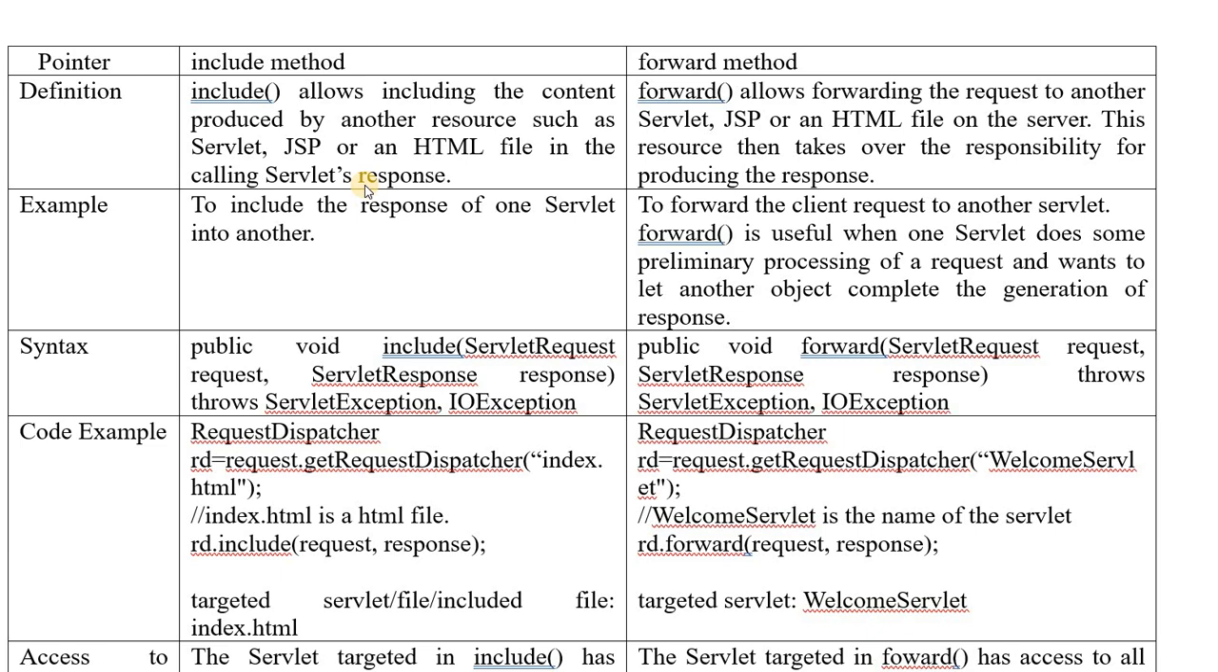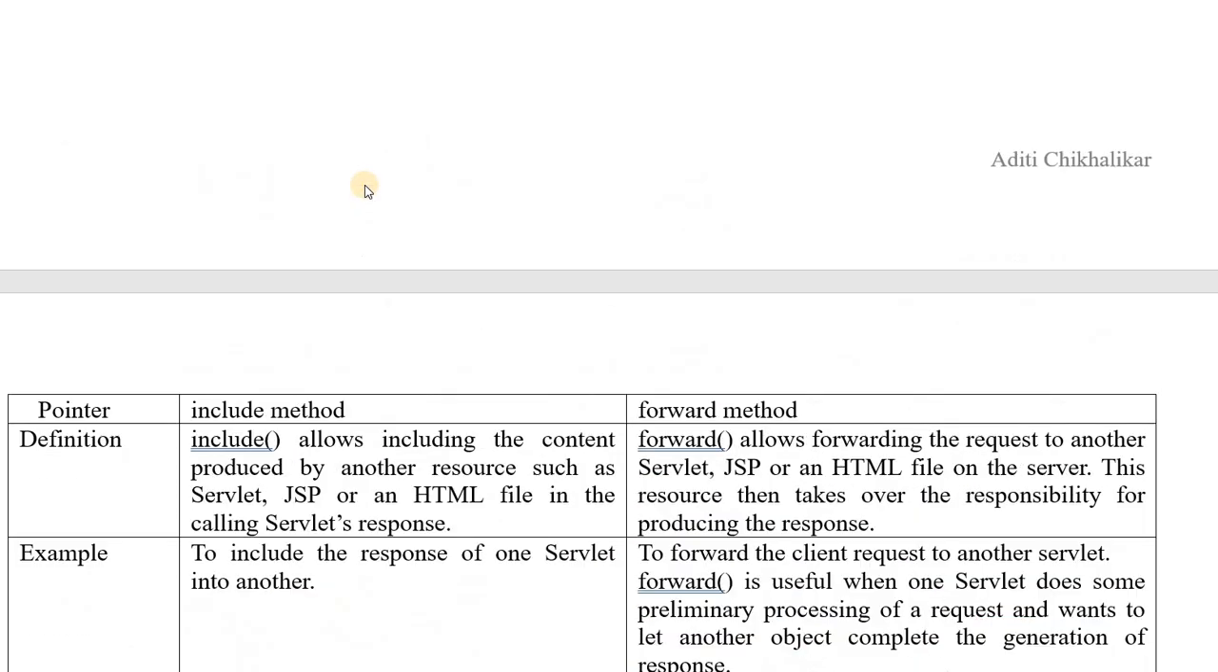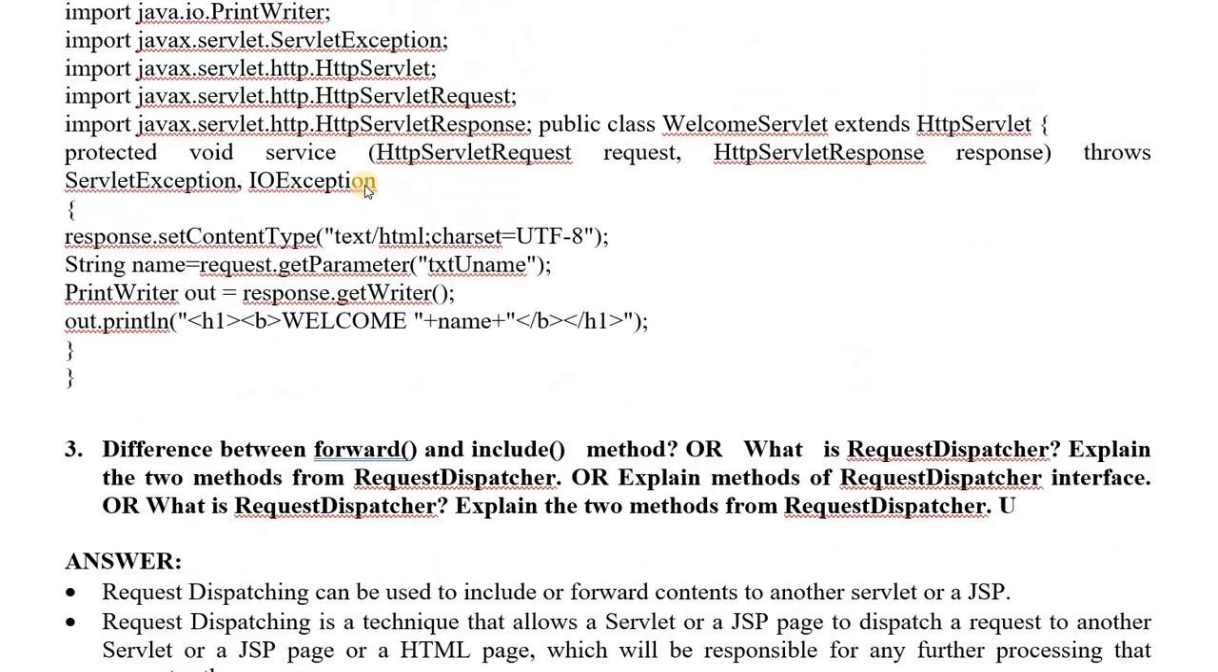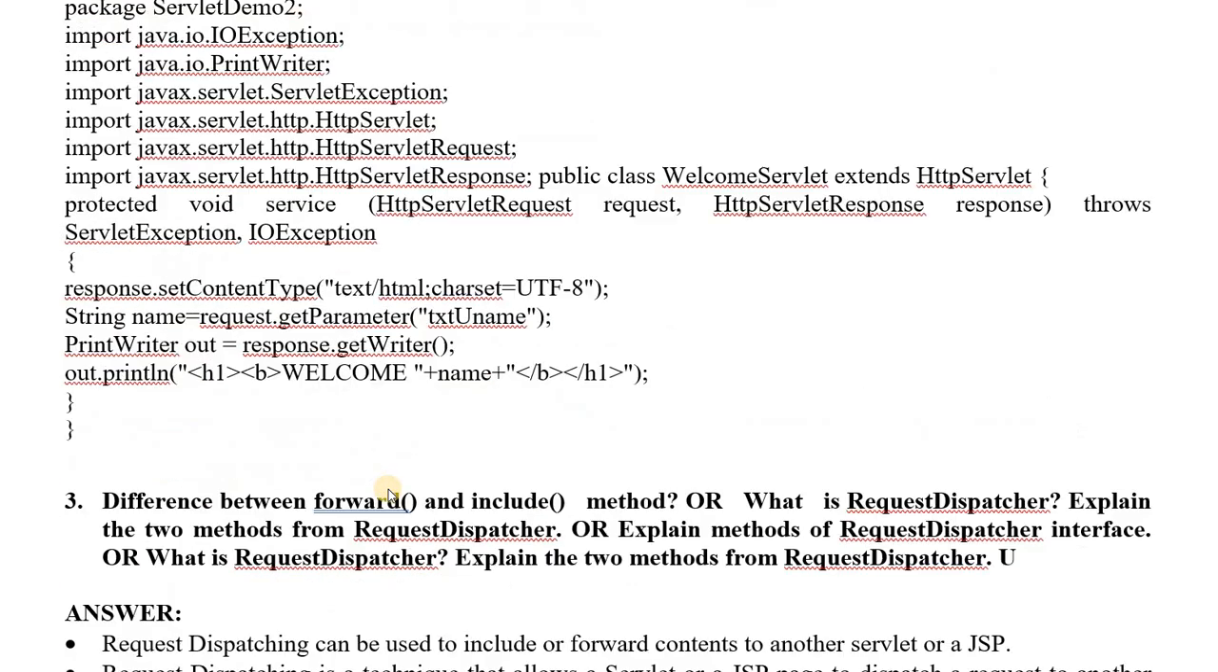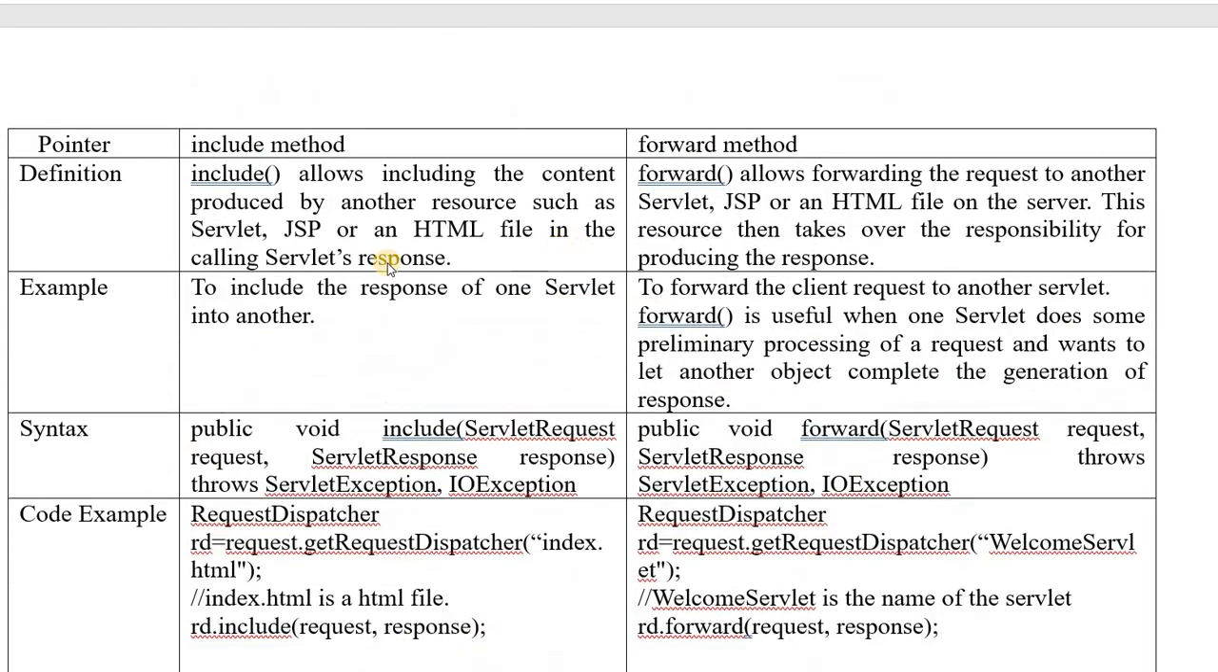Now the first point is the definition. Include method allows including the content that is produced by another resource. Now that another resource may be a servlet, JSP or HTML file. In our example, what was the another resource? It was index.html. Remember, we are calling index.html over here. We are including it in the calling servlet's response.